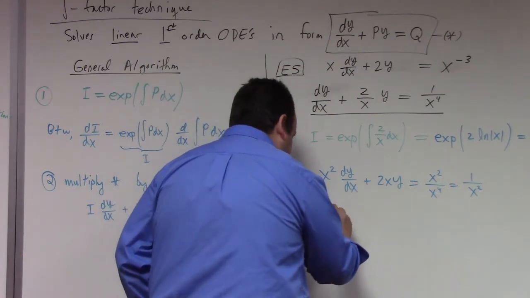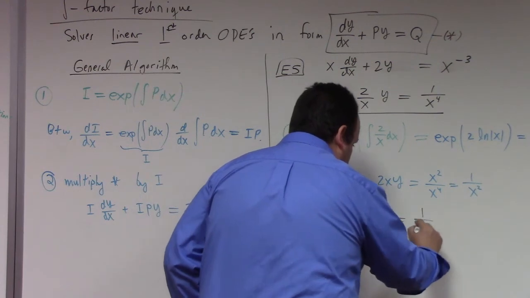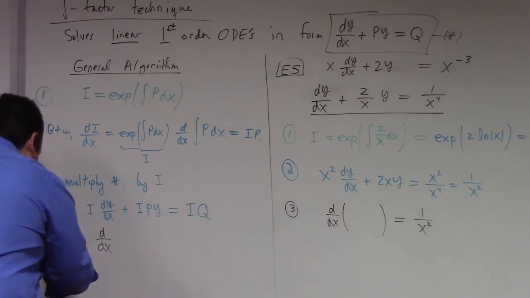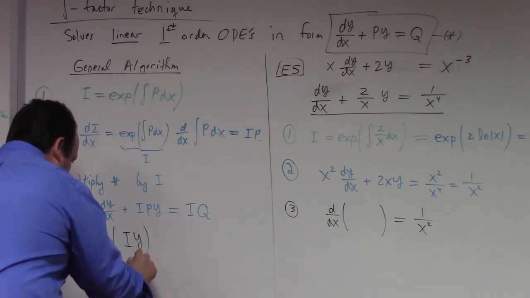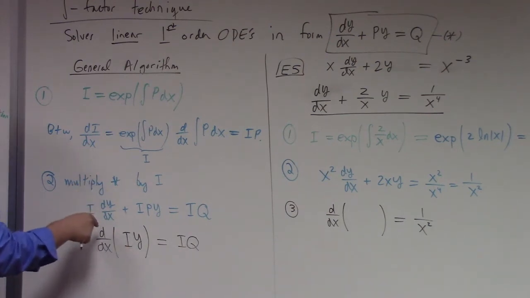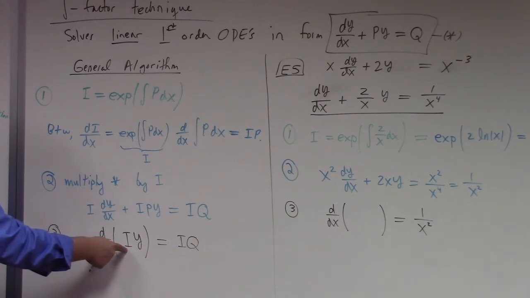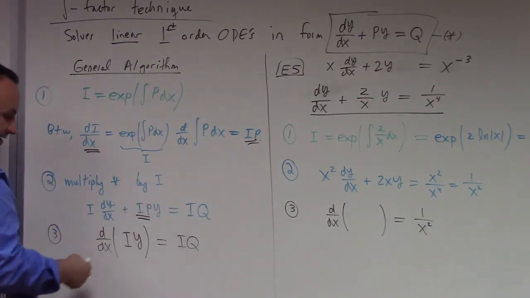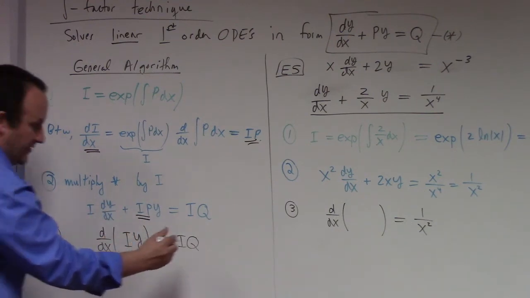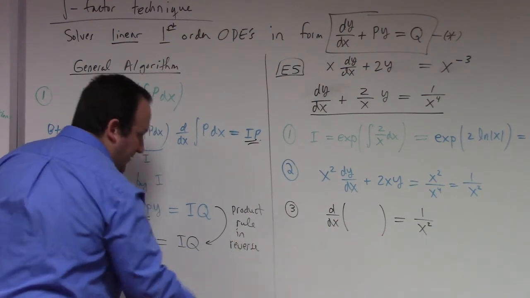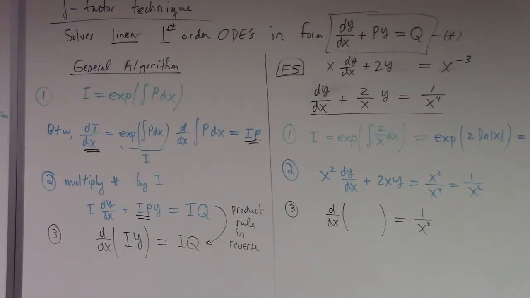Step 3, if you look here, this is d dx of I times y. Product rule, right? When I take the derivative of I times y, I get I times dy dx plus the derivative of I, which is, by the way, I P, times y again. So this is the product rule in reverse. If we have calculated the integrating factor correctly, the product rule in reverse will be apparent. It will be manifest. That's the case here, right?